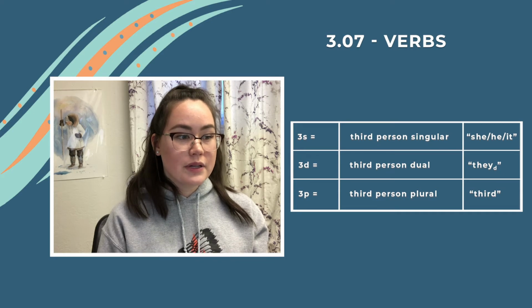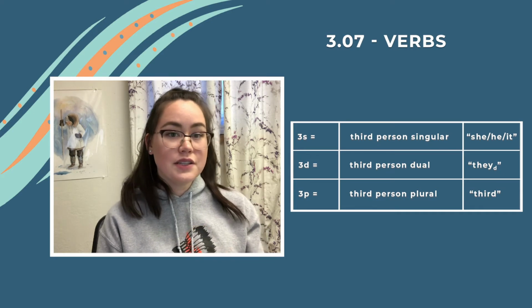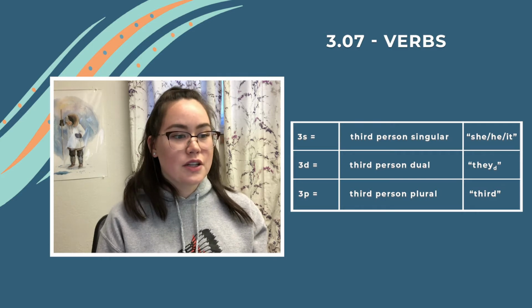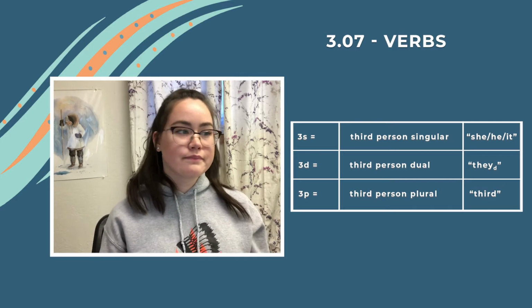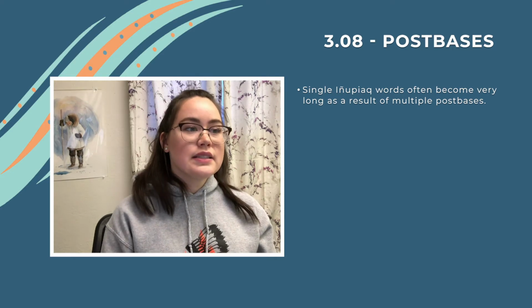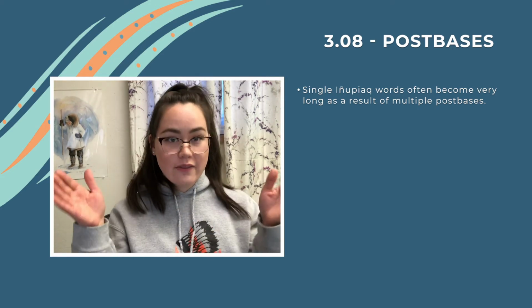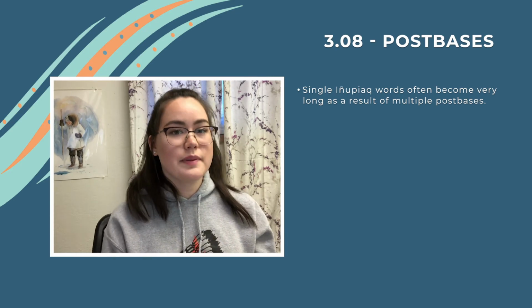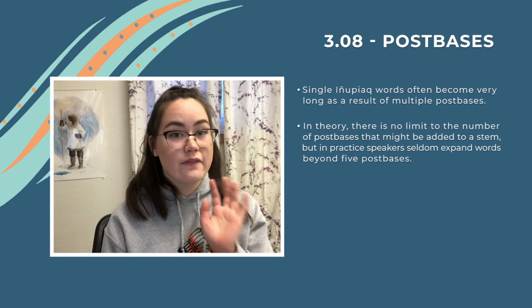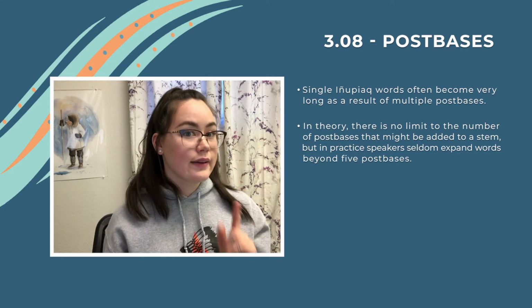3S means third person singular, which means he, she, or it. 3D means third person dual for they, two. And lastly, 3P means third person plural for they, 3 or more. Postbases. Single Yupik words often become very long as a result of multiple postbases. Sometimes you will see words that are very long, and that is the result of multiple postbases. In theory, there is no limit to the number of postbases that might be added to a stem, but in practice, speakers seldom expand words beyond 5 postbases, plus an ending.